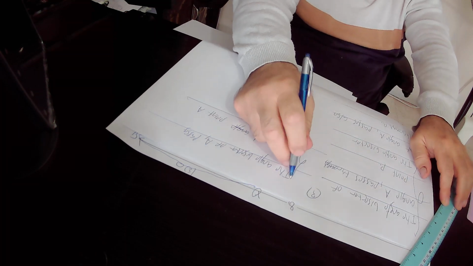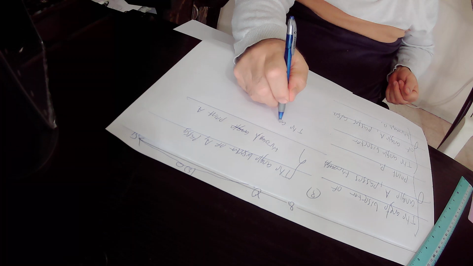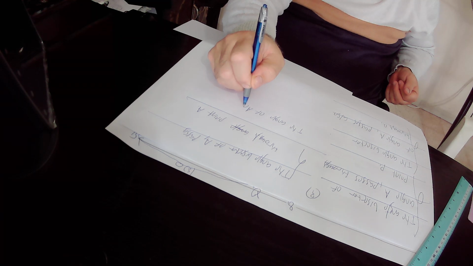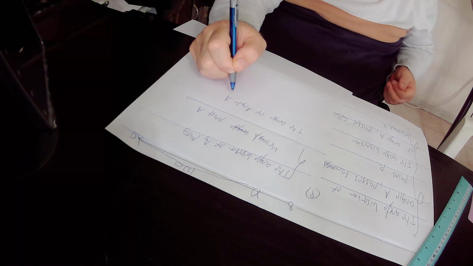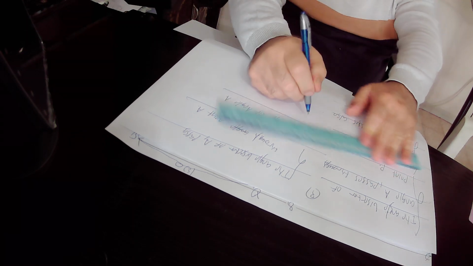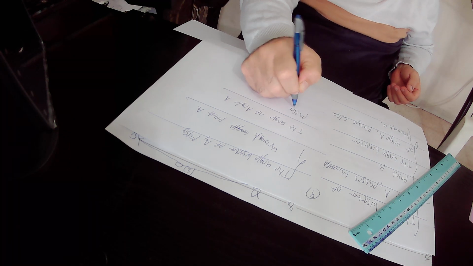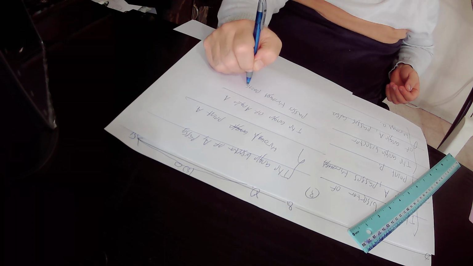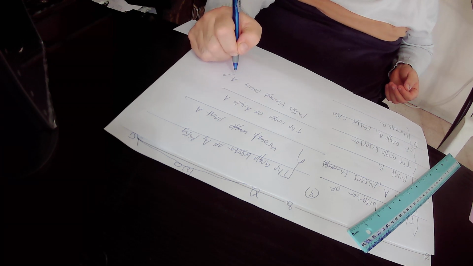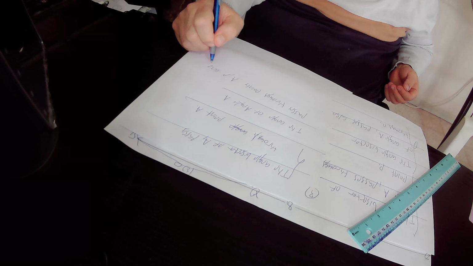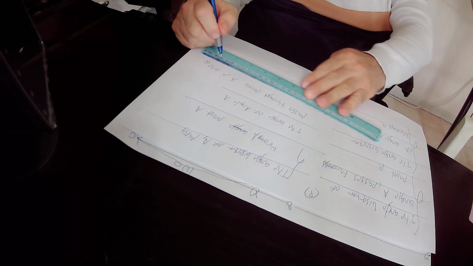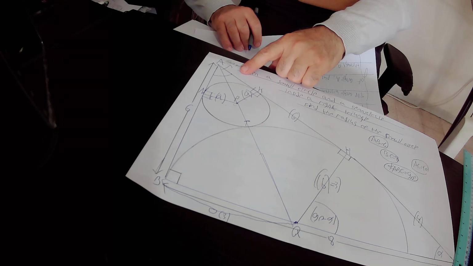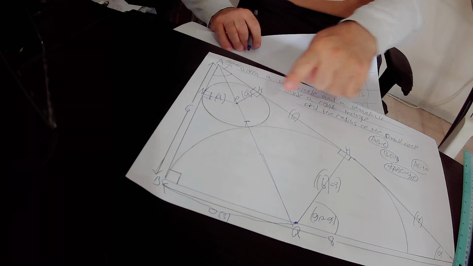In conclusion, we found out that the angle bisector of angle A passes for points A, P, and Q. Again, the angle bisector of this angle A passes for points A, P, and Q.